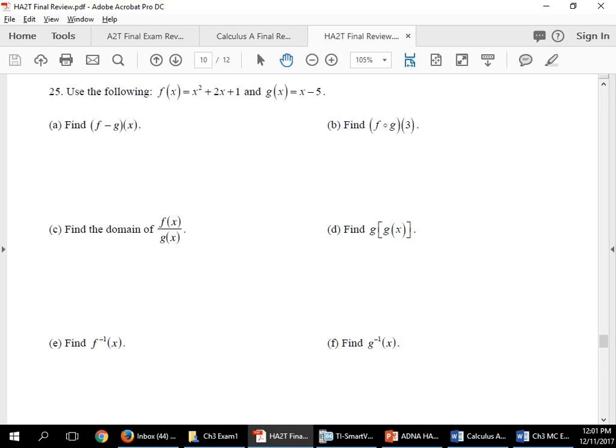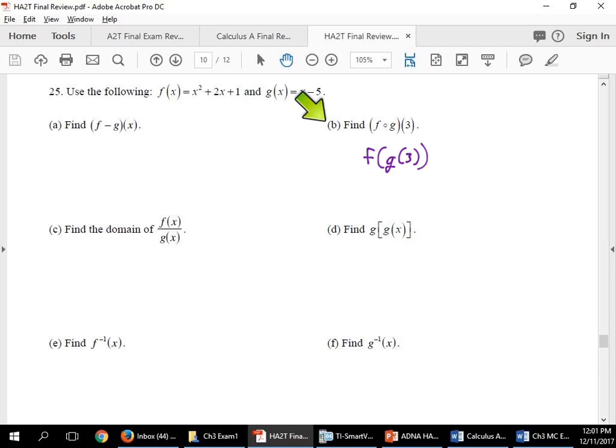Okay, do you guys remember what this weird thing right here means? That means f of g of 3. You got to start from the inside out. You got to plug the 3 into the g function first. And whatever you get, you plug that into the f function.